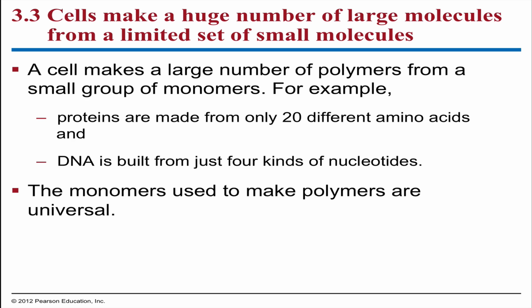DNA, on the other hand, comes from only four kinds of nucleotides, okay? That's responsible for making DNA. The monomers used to make polymers are universal.